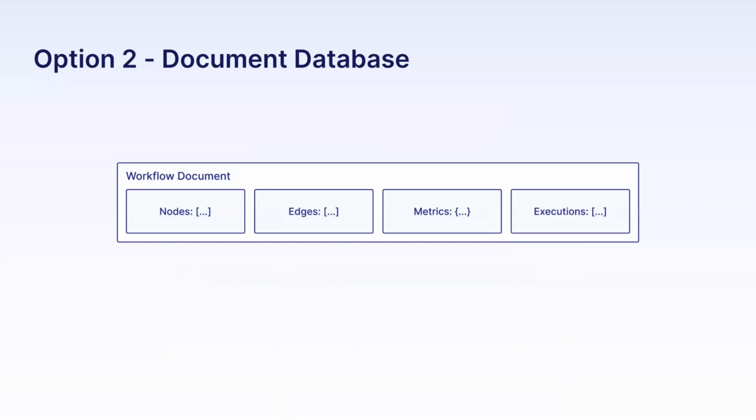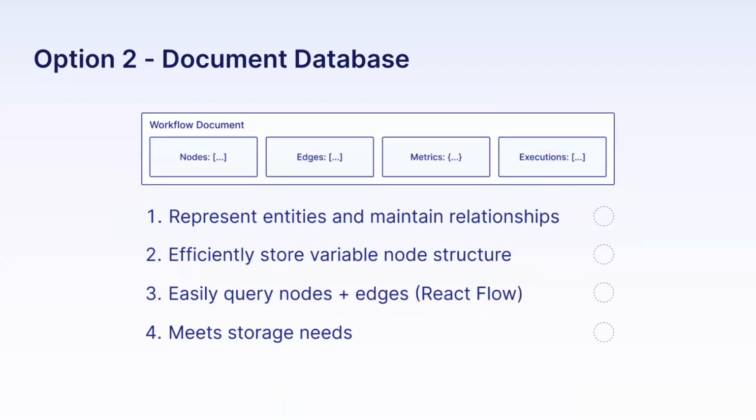Next, this slide visualizes database option 2 and depicts the structure of Otto's entities within a document database. In this version, a single workflow document stores its own data, as well as the data for node, edge, metric, and execution entities. This option meets the first 3 requirements, but fails to meet the fourth requirement. Let's take a look at each one. First, all of Otto's entities are represented and nested within a single document. Second, this option can support variable node structure. After all, document databases excel at storing unstructured data. Third, it would be easy to query node and edge data because a single workflow query would return all the data we needed.